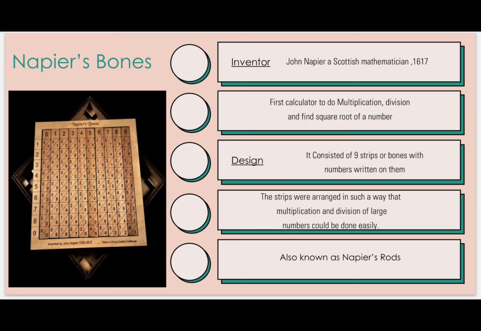Multiplication and division abacus can also do, right? So what was the specification? Find the square root of a number. Before this calculator, no other calculator could find the square root of a number. This could find the square root of a number. Design. It consists of 9 strips or bones. Everyone will get confused why there is bone here, bone here. See, this was invented in 1670.